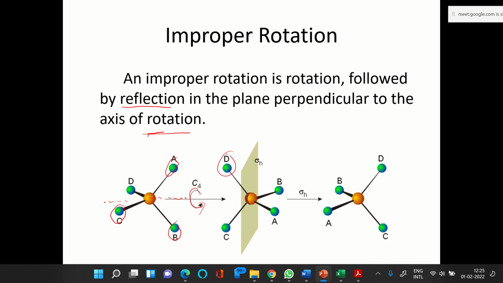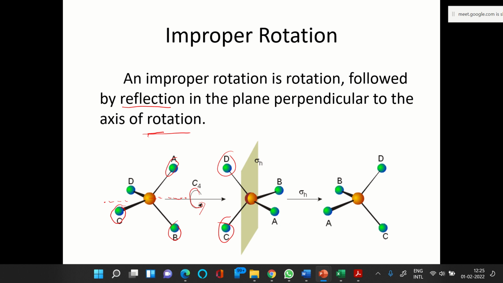So D and C come in the plane of the screen, and A and B, as I told you, A is coming in the front of the screen. So imagine you are rotating this structure. A is coming in the front, B is going in the back. So this is a 90-degree rotation that you can imagine.